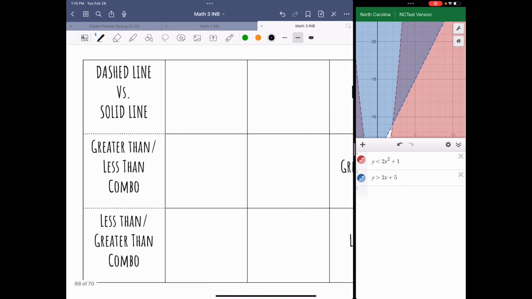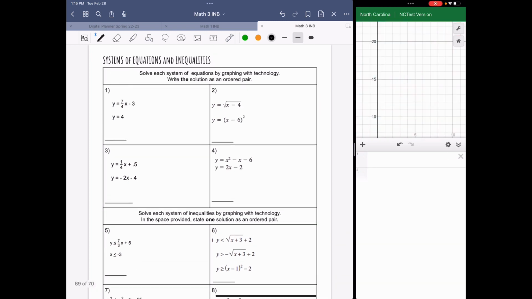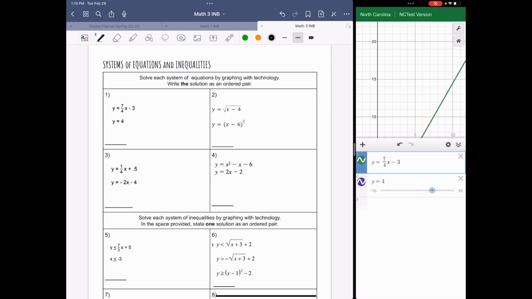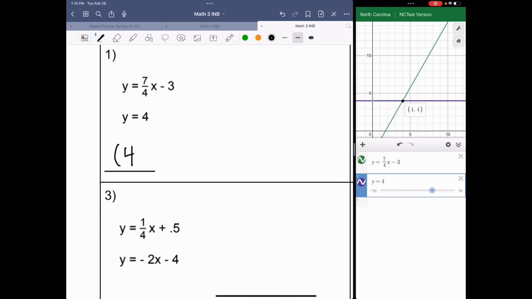All right, so we're going to go ahead and look at the examples, and we're going to talk about systems of equations and then inequalities. So if we're looking at a system of equations, remember you're looking for the exact point where they intersect each other. So we have a linear system of equations first. So if I graph that in Desmos, I should be able to see that the solution there is going to be 4 and 4. Okay, so we're looking for the intersection because it's an equation.